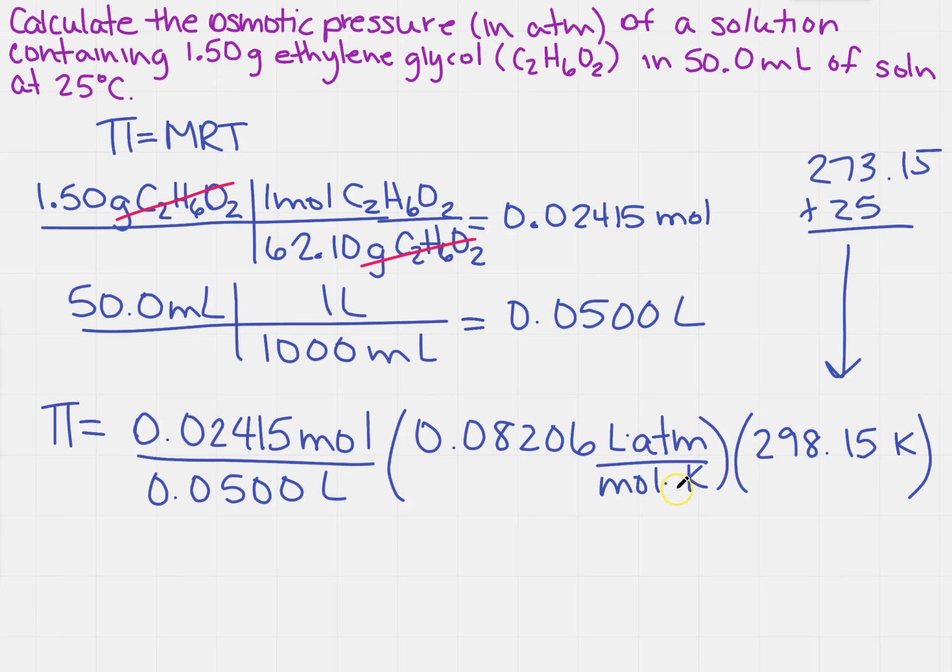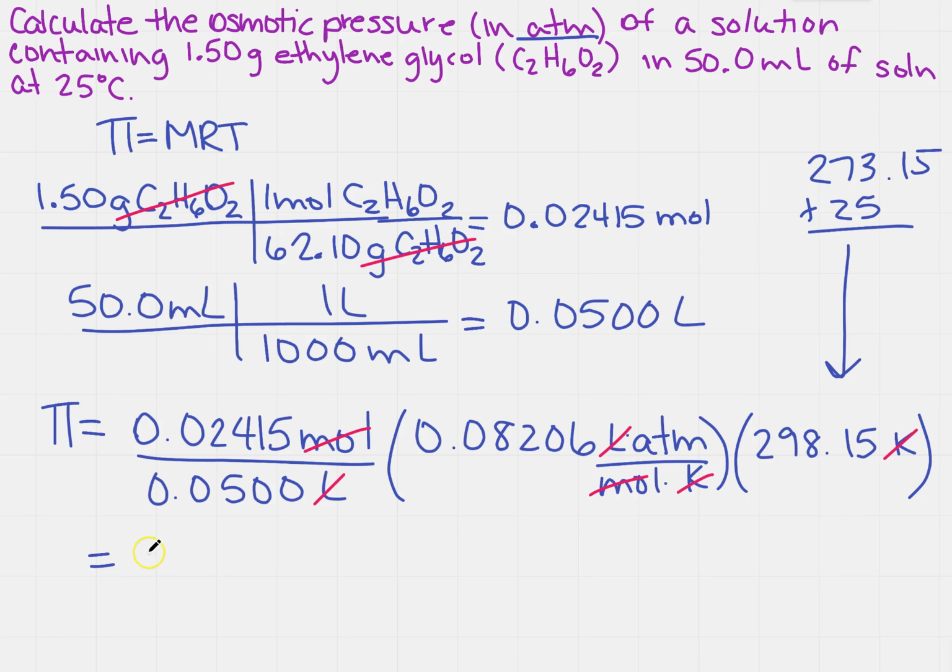Now here's where those units are really cool. I'm going to go through and see what I can cancel. I've got kelvins and kelvins. I've got moles and moles. I've got liters and liters. And all that's left is what? Atmospheres. And what did it tell me that it had to be in? Atmospheres. So if you're really careful with your labeling, you can always check ahead of time.